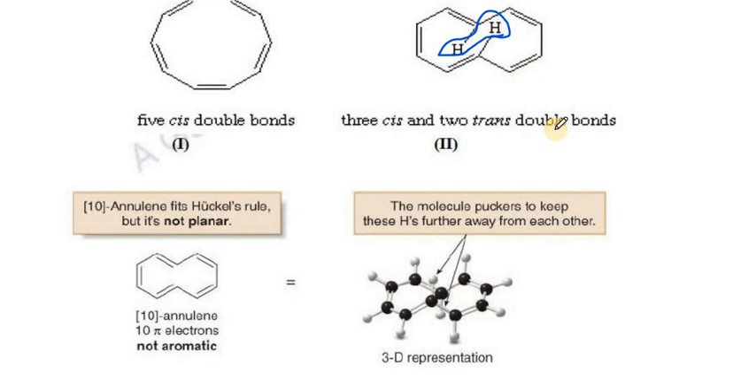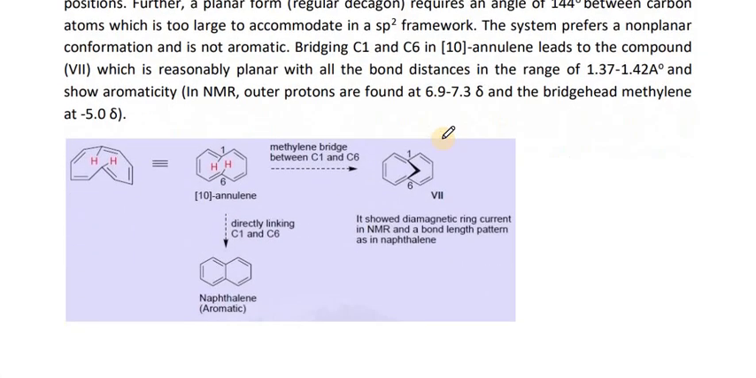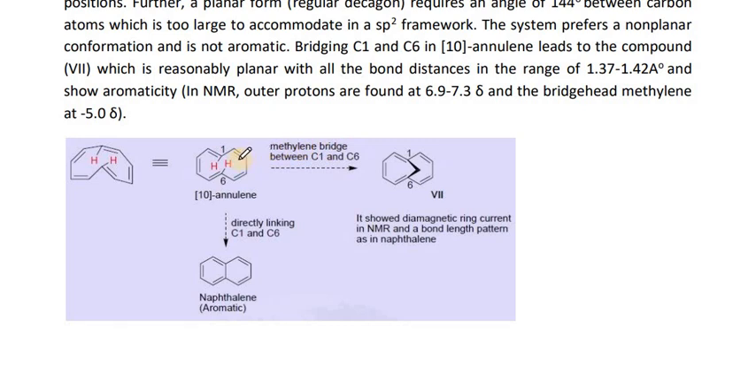The molecule loses its planarity to avoid the interaction between the inner hydrogens, that is, the hydrogens present on carbons 1 and 6. There is an interaction between these 2 hydrogens. Therefore, to avoid this interaction, the molecule loses its planarity. But we can make it aromatic by bridging carbons 1 and 6, or by directly connecting carbons 1 and 6, converting it into naphthalene. We can acquire aromaticity.